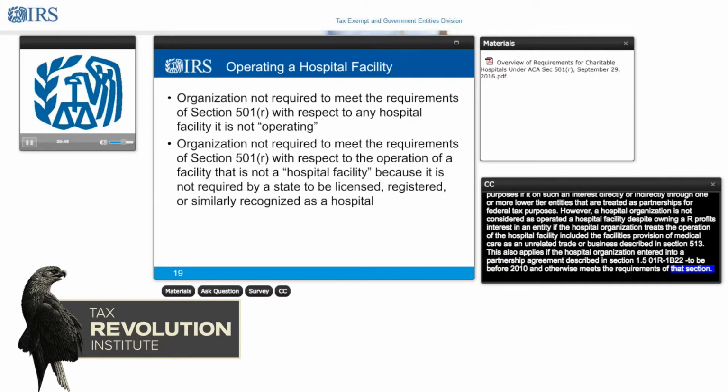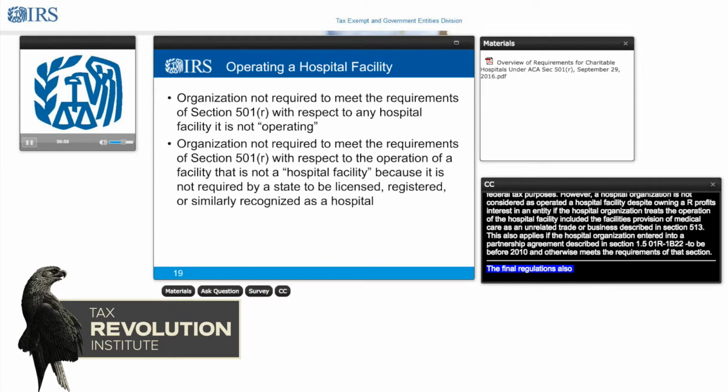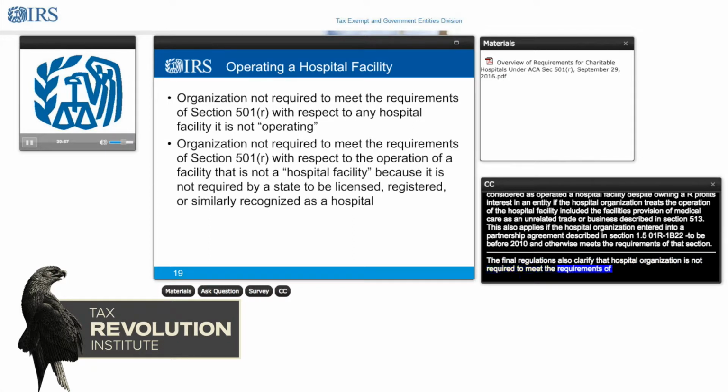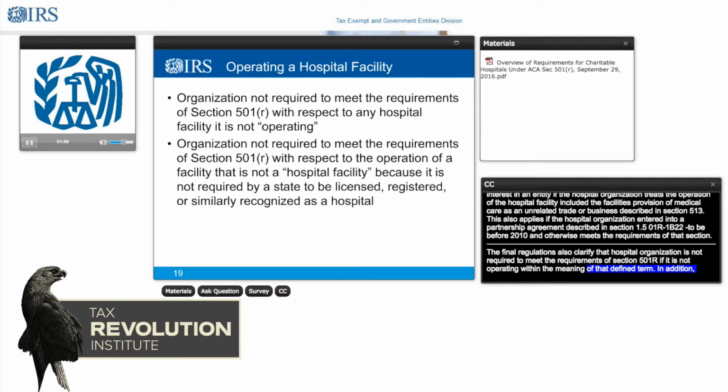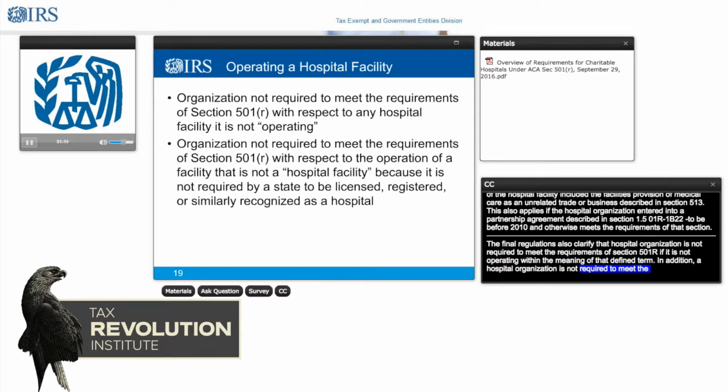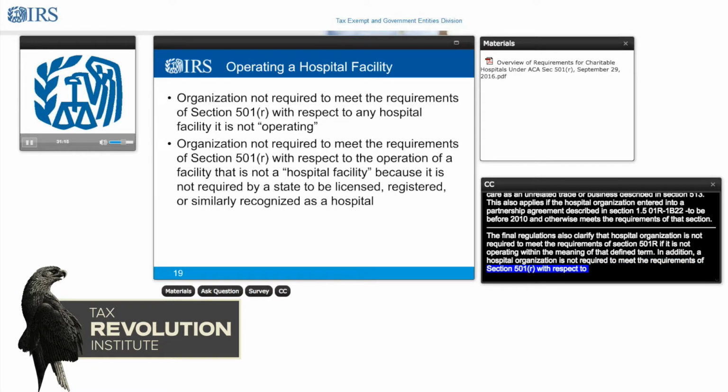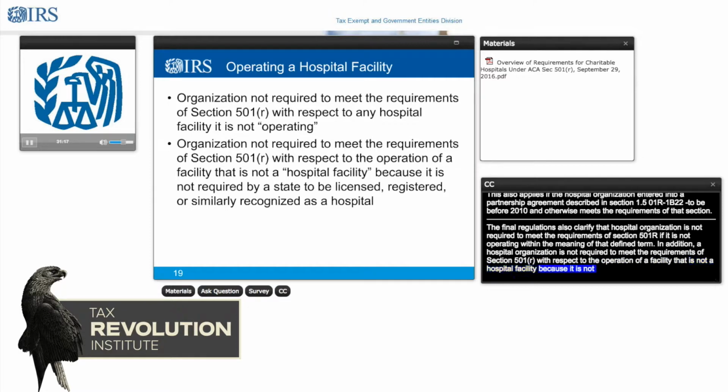The final regulations also clarify that a hospital organization is not required to meet the requirements of Section 501R with respect to any hospital facility it is not operating within the meaning of that defined term. In addition, a hospital organization is not required to meet the requirements of Section 501R with respect to the operation of a facility that is not a hospital facility because it is not required to be licensed, registered, or similarly recognized as a hospital by its state.